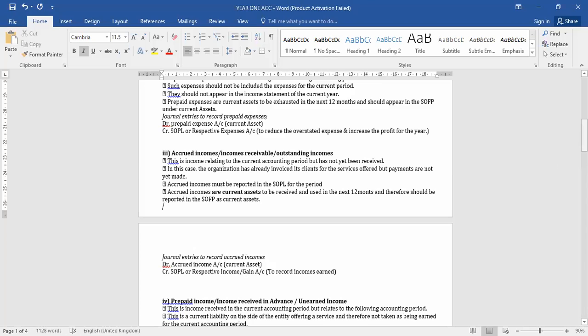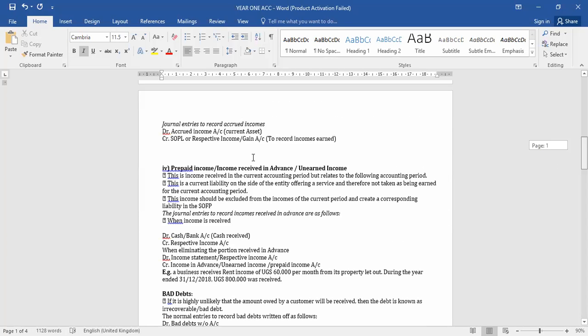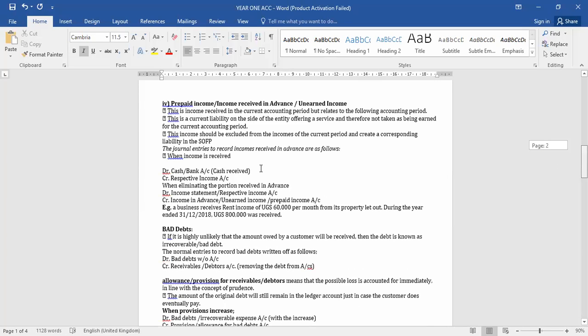Remember, we had the prepaid expenses, which were assets within the business, but prepaid incomes are liabilities. Let's see. Prepaid incomes, or incomes received in advance. What are they? This is income received in the current accounting period, but relates to the following accounting period. This is a current liability.